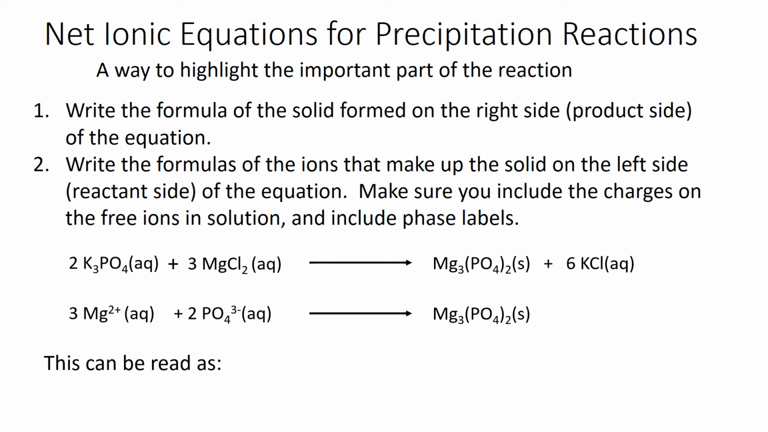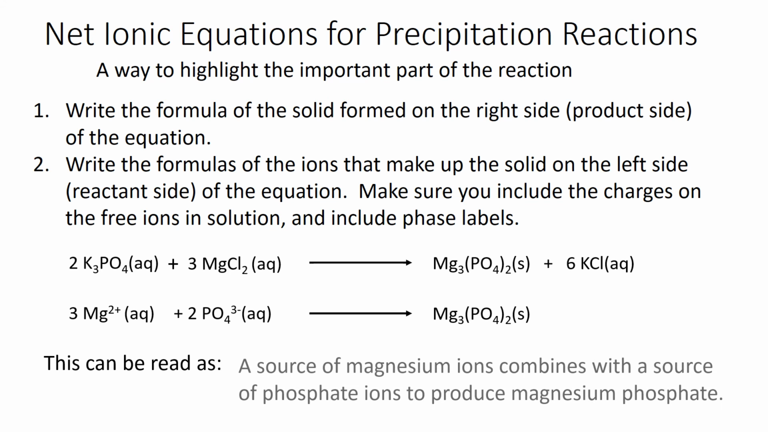And we read this as saying that a source of magnesium ions combines with a source of phosphate ions, and we can produce magnesium phosphate.